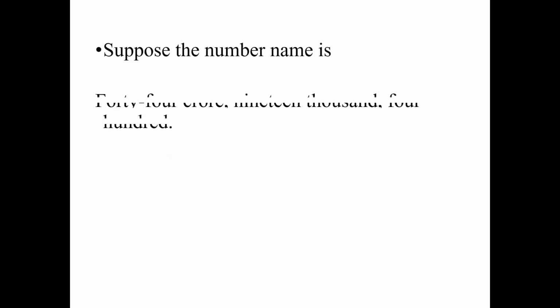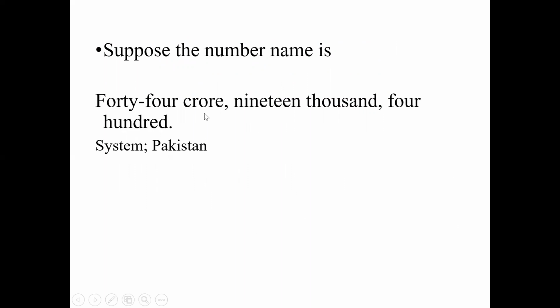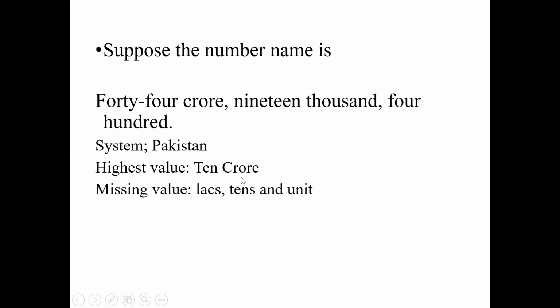For example, you have 44 crore 19,400. In this, because crore is written over here, the system is Pakistani. The highest value is in the crore house, we have 44. It's a 2-digit number, meaning 10 crore is present. The lakh house is absolutely absent over here, and the hundreds value and the unit value of the unit house are also not given.